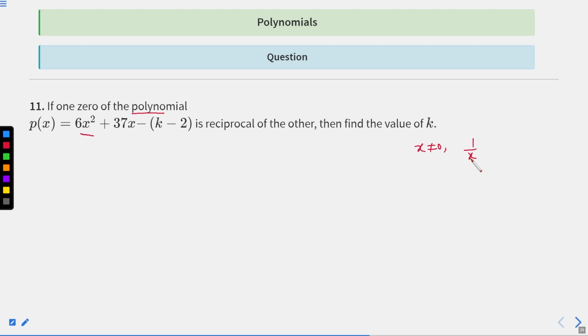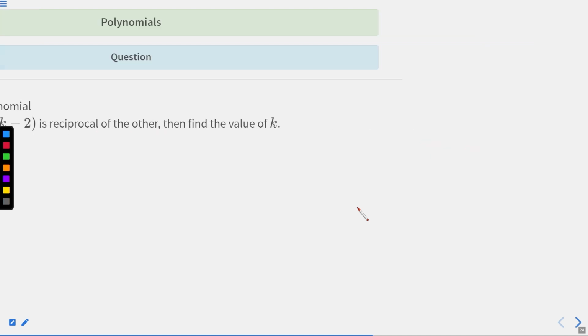If one zero of the polynomial p of x is reciprocal of the other, that means if we have two zeros of this quadratic polynomial, suppose alpha and beta are the zeros, then we can take this relationship, say alpha is equal to 1 by beta. Okay, that means one zero alpha, one zero beta, that is reciprocal of the other zero alpha. So by using this information we need to find the value of k.